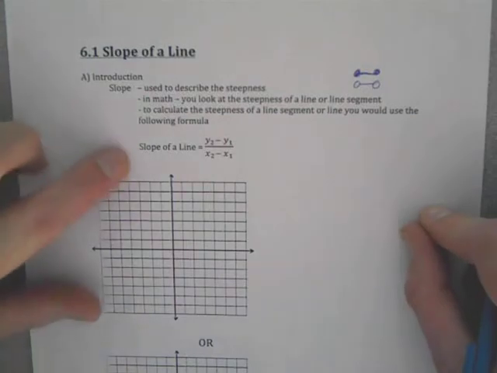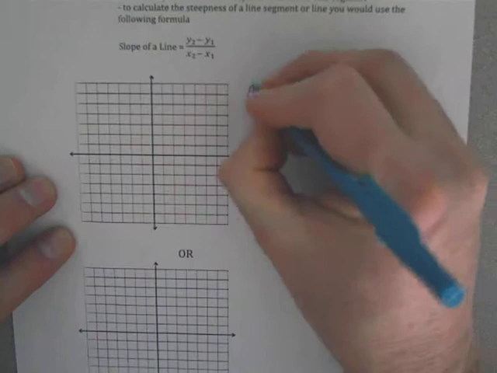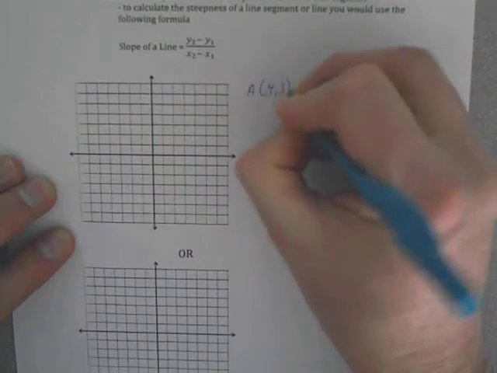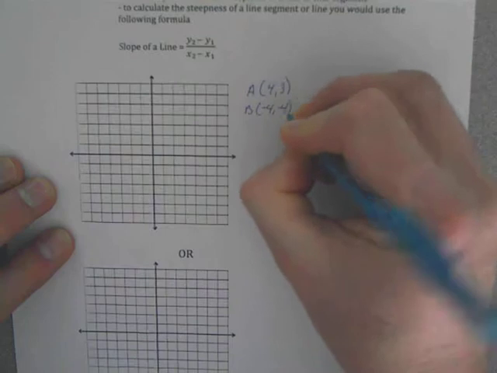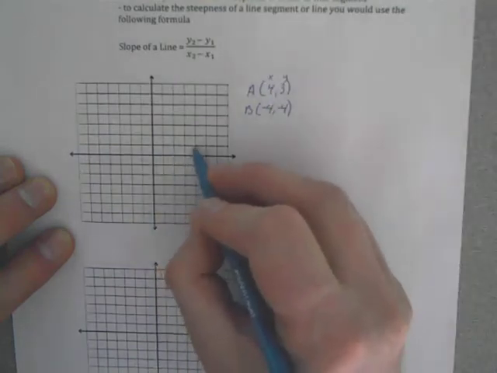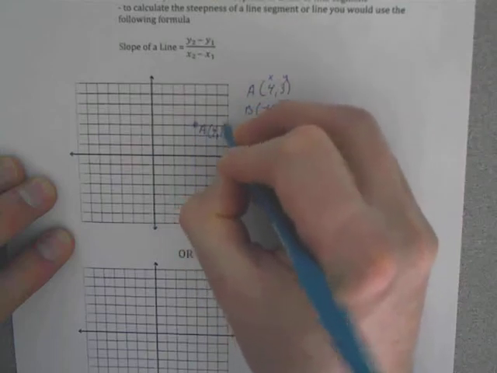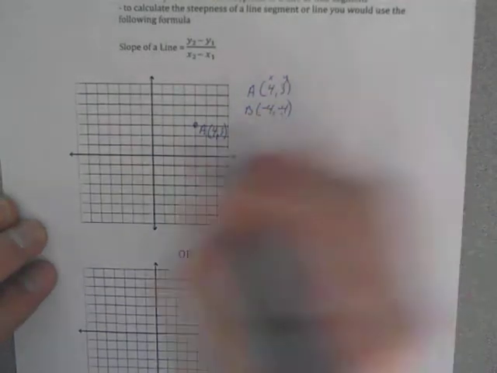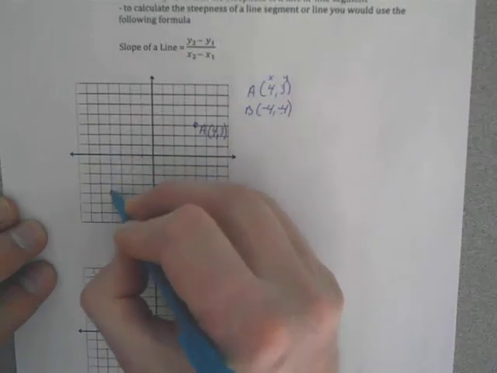So to find the slope of the line, you have y2 minus y1 over top of x2 minus x1. So I'm going to give you 2 points here. A is going to be 4, 3, and B will be negative 4, negative 4. Here's my x and y, so I'm going to count across 1, 2, 3, 4, then 1, 2, 3. There's my A. So A is 4, 3. B is negative 4, negative 4. So 1, 2, 3, 4, 1, 2, 3, 4, and there's my B.